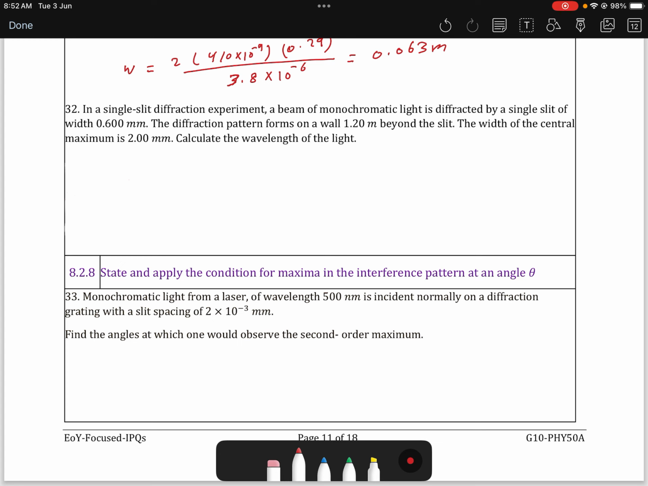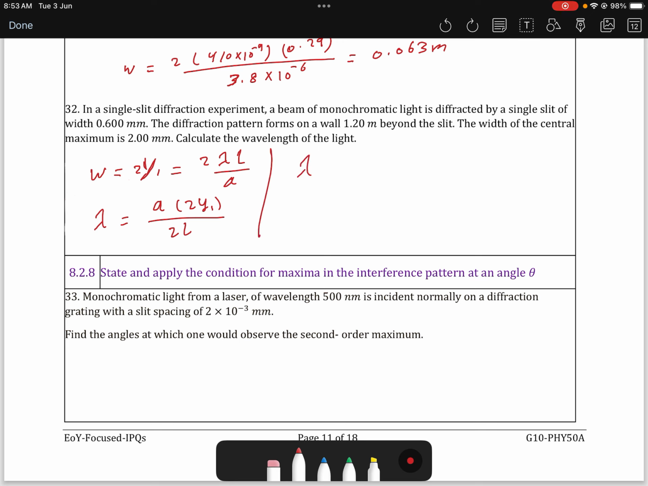Also, we need to find lambda here. They give us the width of the central maximum. So W equals y1, same thing as the previous problem, which equals lambda L over a. Okay, lambda equals a times 2y1 over 2L.